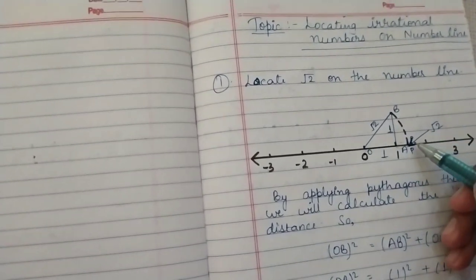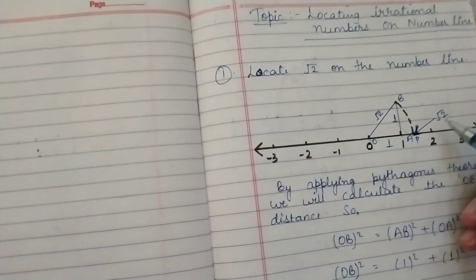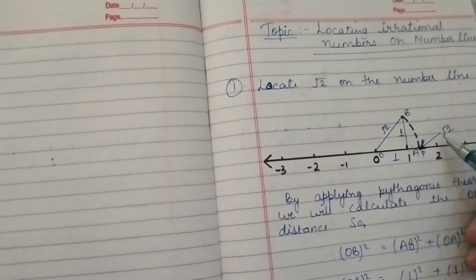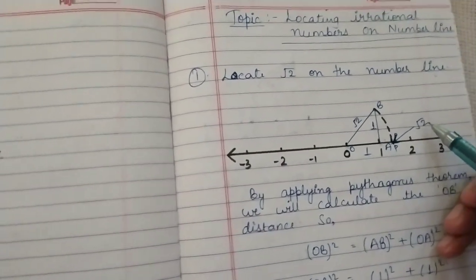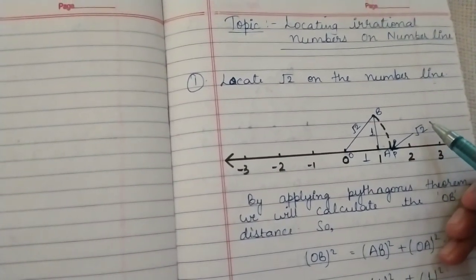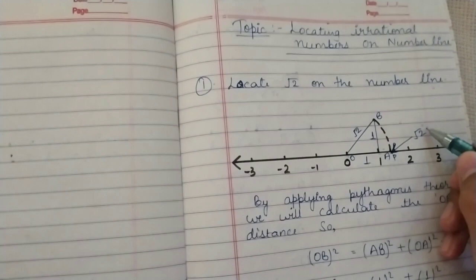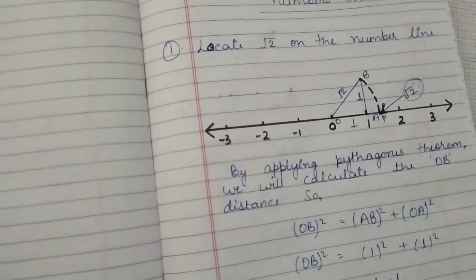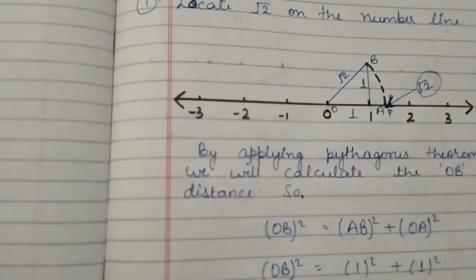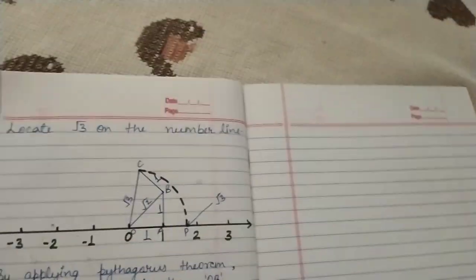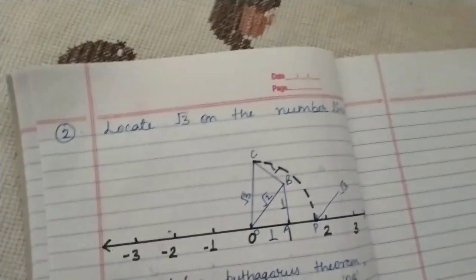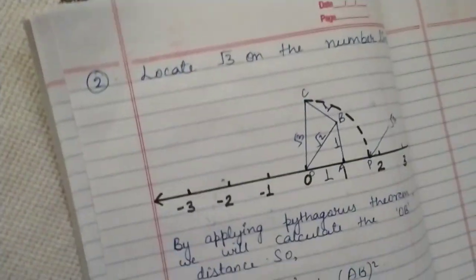So this arc tells us that this point P represents the number root 2. Here it is, root 2. In the same way, we locate root 3 also on the number line, but it is quite different from the previous question.